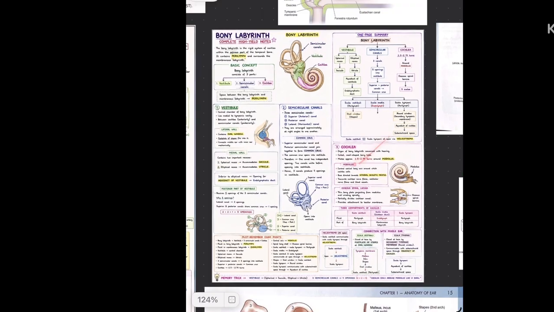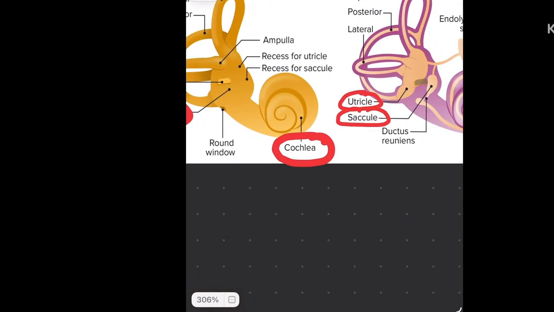Cochlea, let's talk about the cochlea. This is the cochlea. It is basically snail shaped. Okay, so why is it snail shaped?